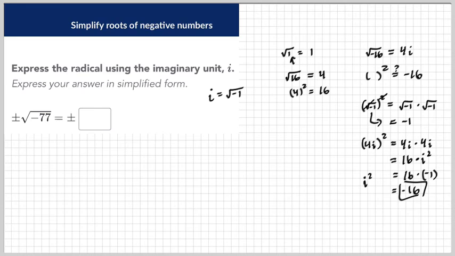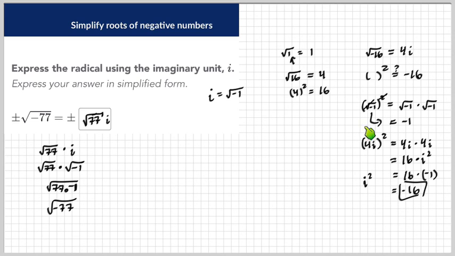So how do you rewrite this so that it's in simplified form? It says write it with an i. This is what you do. You go square root of 77 and put the i right there. The i is square root of negative 1. So if I were to multiply these two together, that's the same as saying 77 times negative 1, which is negative 77. Does that make sense? Cool.